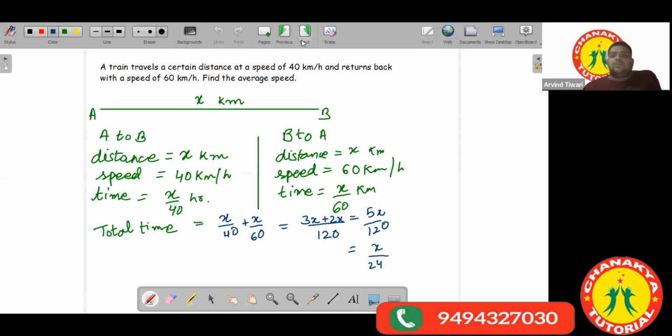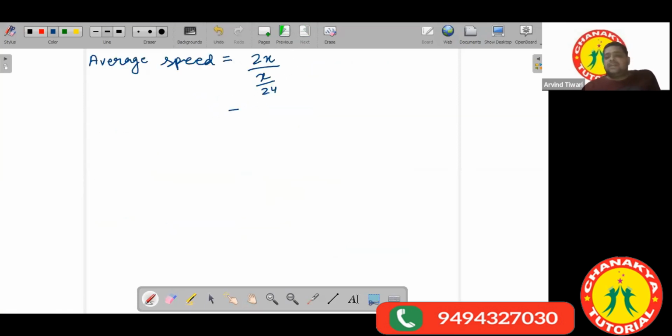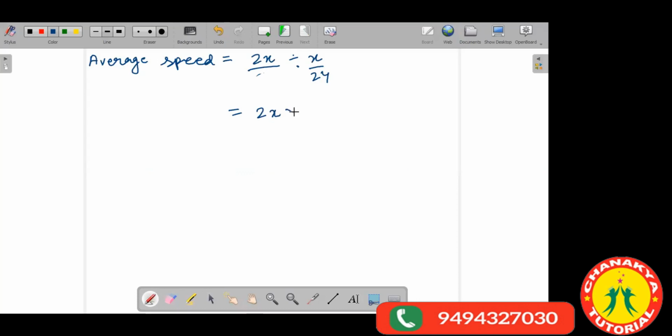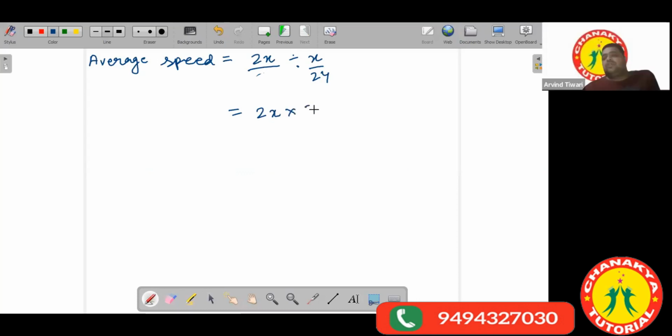Okay. So now again, convert this division to multiplication. If you do not understand like this, you can write it like this also: 2X divided by X over 24. Now convert this divide to multiply. You get 2X times 24 by X. Both X cancel and you have the speed as 48 kilometer per hour.